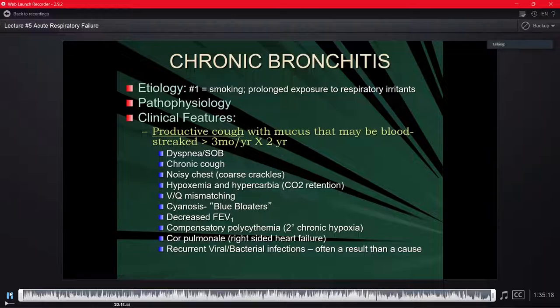Then we have our right side of heart failure in the form of cor pulmonale. Okay, and then recurrent viral and bacterial infections. Think about it. Bacteria love moist, warm environments. This patient not only has warm and moist inside their lungs, they have mucus entrapment, warm and moist. And the thing about mucus is that it traps bacteria, allows it to grow protected from your immune system pretty darn well. So that's a bad thing.